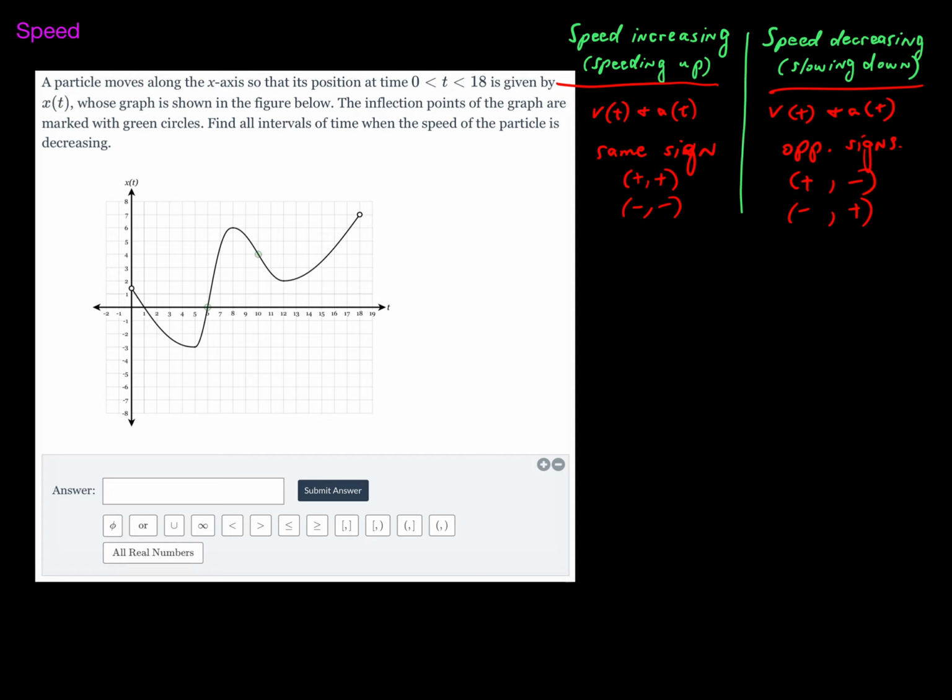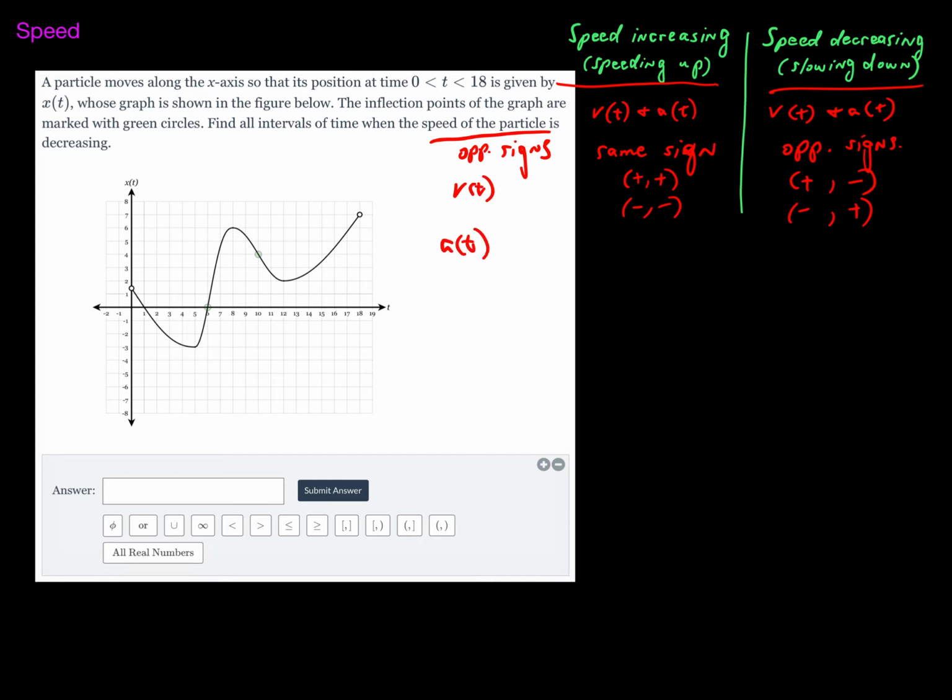A particle moves along the x-axis. Here's our interval. We have the x of t graph, the position graph. Inflection points, 2 of them. Find all intervals of time when the speed of the particle is decreasing. Well, that's slowing down. We are looking for opposite signs for the v of t function and the a of t function.